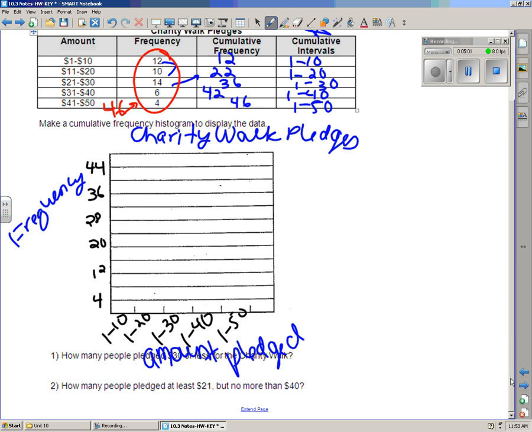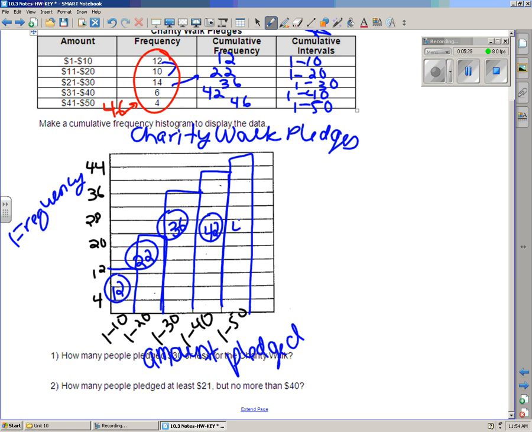Okay, so between my 1 and 10, there are my 12 people. Between 1 and 20 is 22 people. It's kind of like in the middle. That's why I sort of want to write the numbers in there. Between 1 and 30 is 36. Between 1 and 40 is 42. And then between 1 and 50 is 46. Okay, so again, all you're doing here that's different is now they're just cumulative intervals.